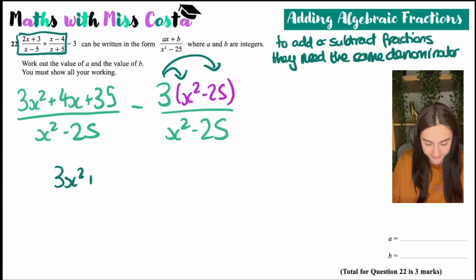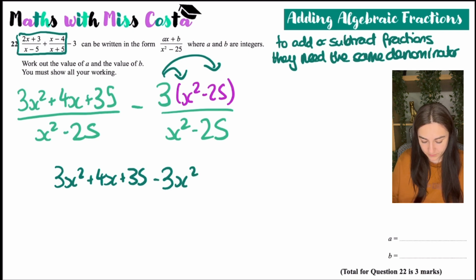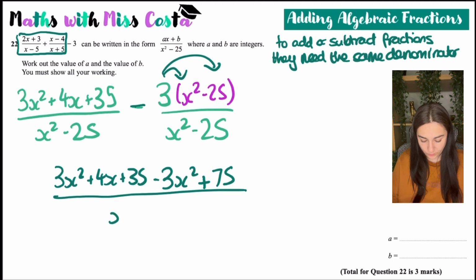I've got 3x squared plus 4x plus 35, and then take 3x squared, and then negative 3 times negative 25 is going to give me positive 75. And all of this is over x squared minus 25. So now the last part is just simplify.